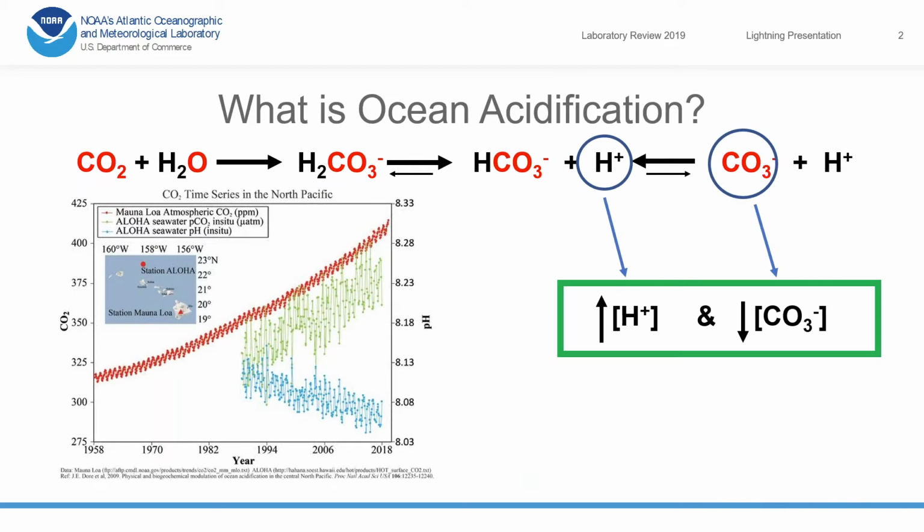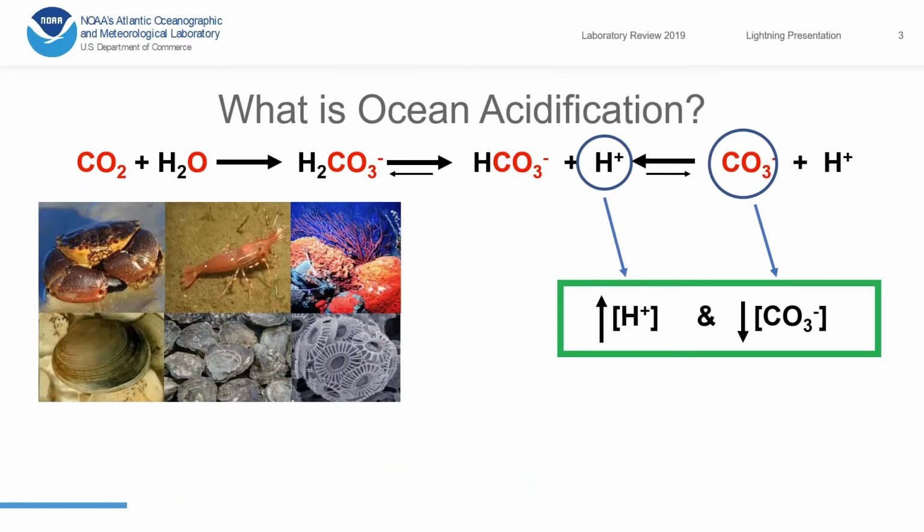In addition to this, the concentration of carbonate ions is decreasing, and this is a critical issue because carbonate ions are the building blocks for a variety of organisms ranging from tiny plankton to crabs, oysters, coral reefs, and all of these are of significant economic value to the US.